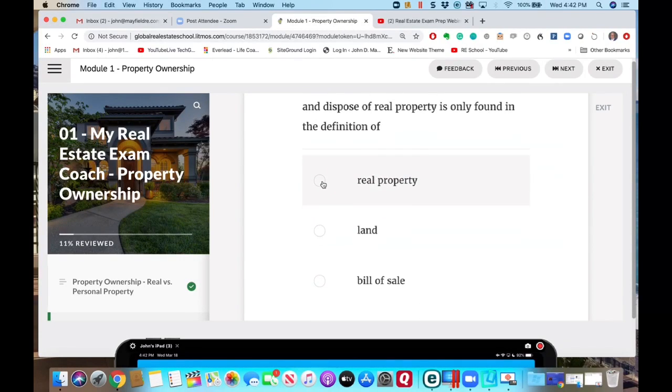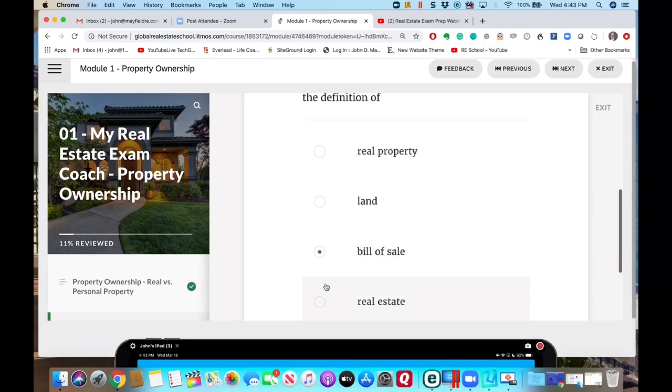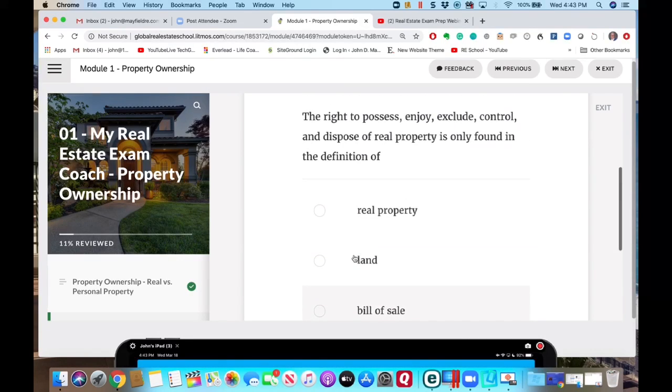And would that be real property? Would it be land? Would it be a bill of sale? Or would it be real estate? Now remember, it's the right to possess, enjoy, exclude, control, and dispose. What does that mean? Sell or give away of real property.